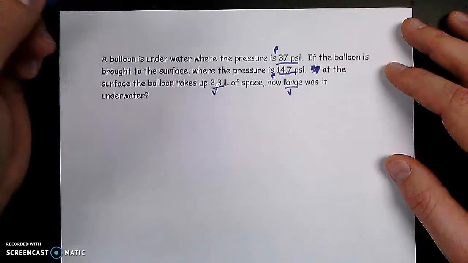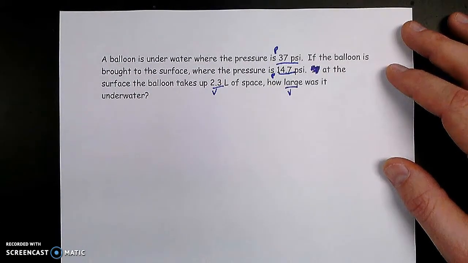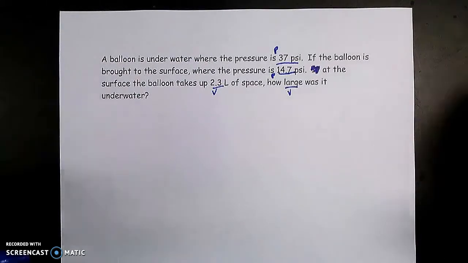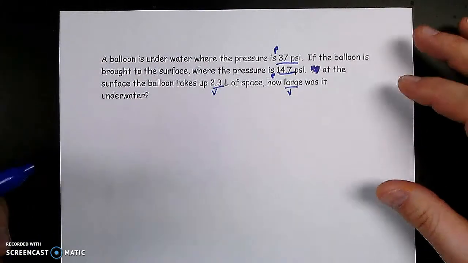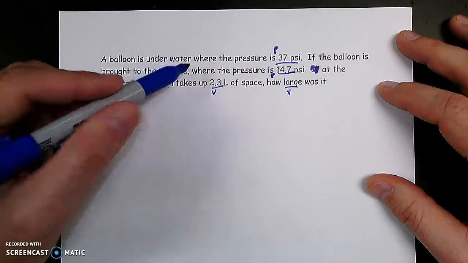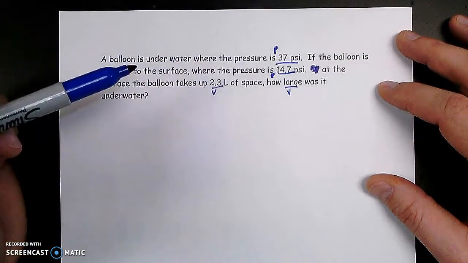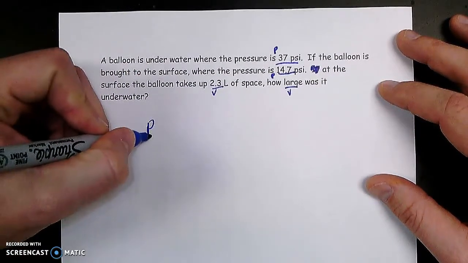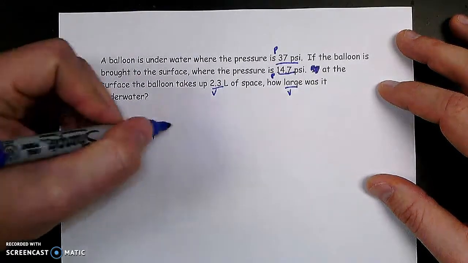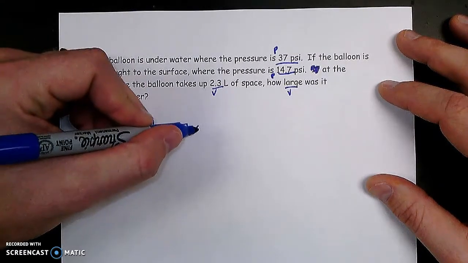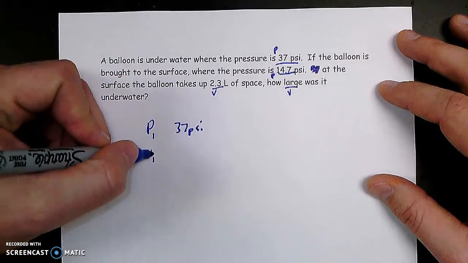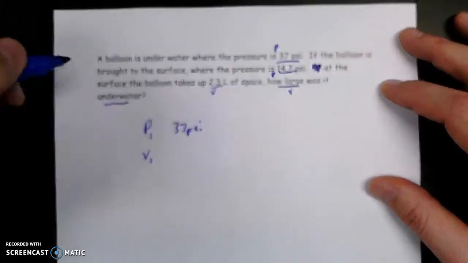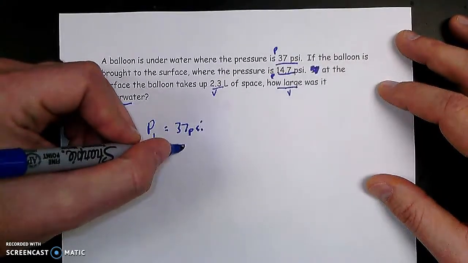So as we're looking at it, one of the first things to do if we don't know what equation to use is to make a list. If we recognize our equation right away, we can do that, but maybe we don't here. So as we're going through, we've got 2 situations. We've got underwater and we've got at the surface. So let's make our list. Our pressure 1 I'll use as underwater. So our pressure 1 is 37 psi. And then the volume that goes with that is the volume underwater. So that's what we're actually asking about here, the volume underwater. So that's the thing we don't know.